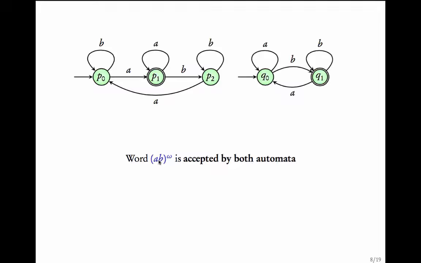For example, AB, AB, AB, and so on. It sees P1 infinitely often. Now what about this automaton? This is an automaton which sees B infinitely often.